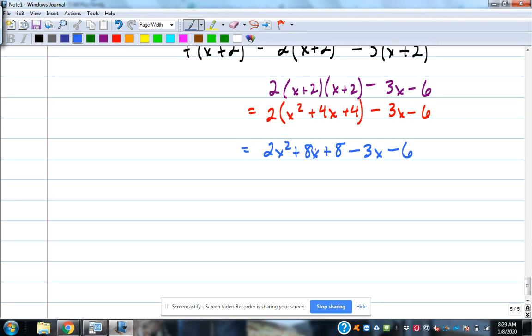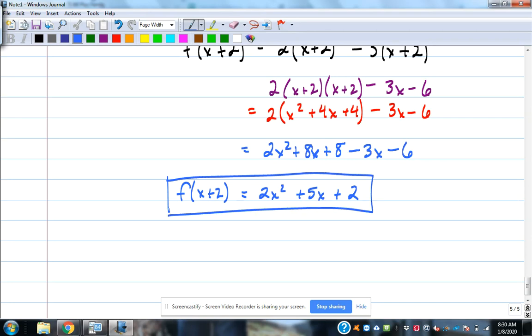So good old Algebra 1 problem, because there's a lot of simplifying, a lot of multiplying and stuff to do. We can simplify that out. Like terms, got the 8x and the minus 3x. It'll be plus 5x. 8 minus 6 would be plus 2. For f of x plus 2, it was that quadratic there.